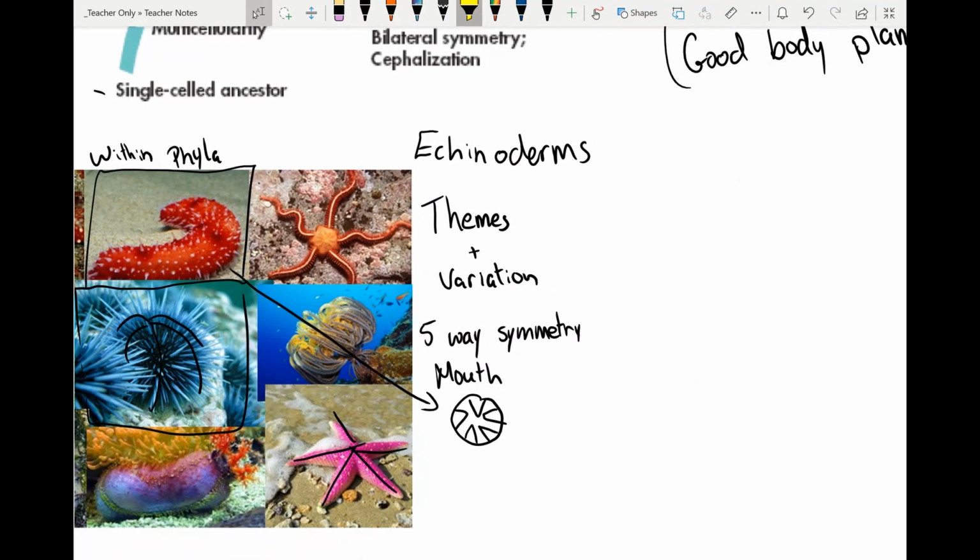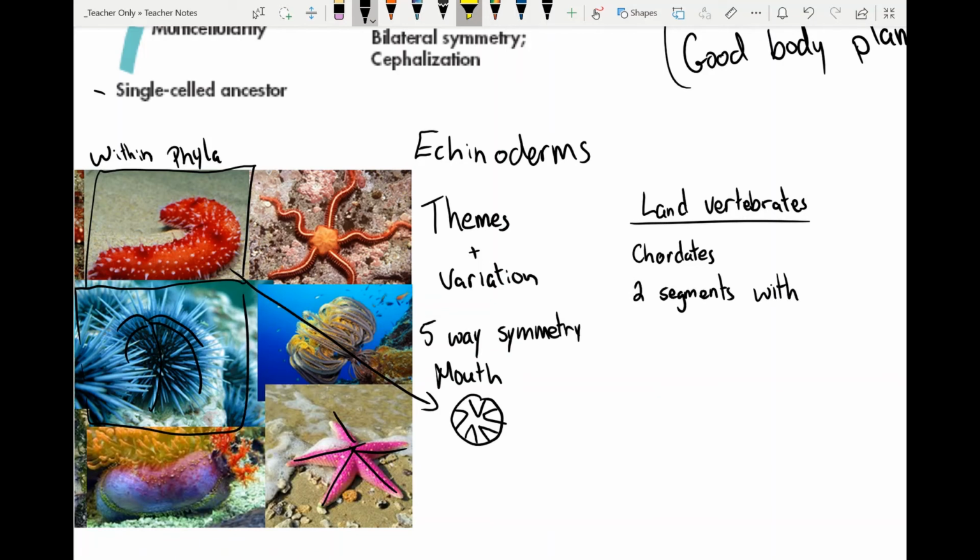Another way we can think of it is if we look at land vertebrates for a second, they are all going to be chordates. They generally have two segments with 4 appendages or limbs. If we think of any sort of land animal that has a backbone, we're going to find there are 2 main body sections and 4 limbs.